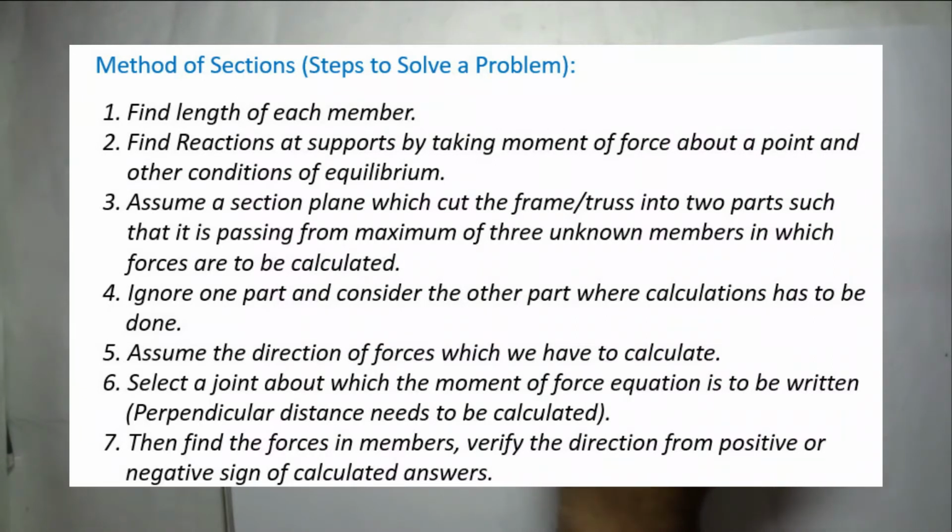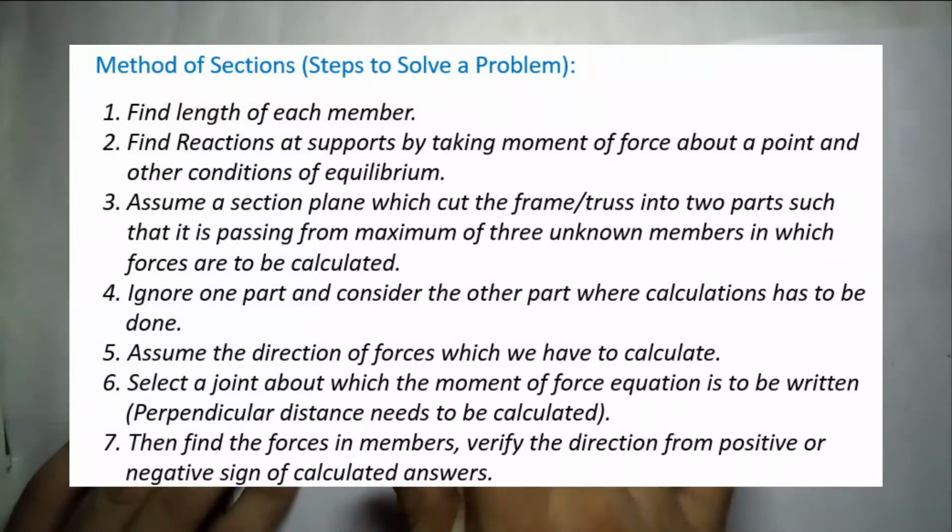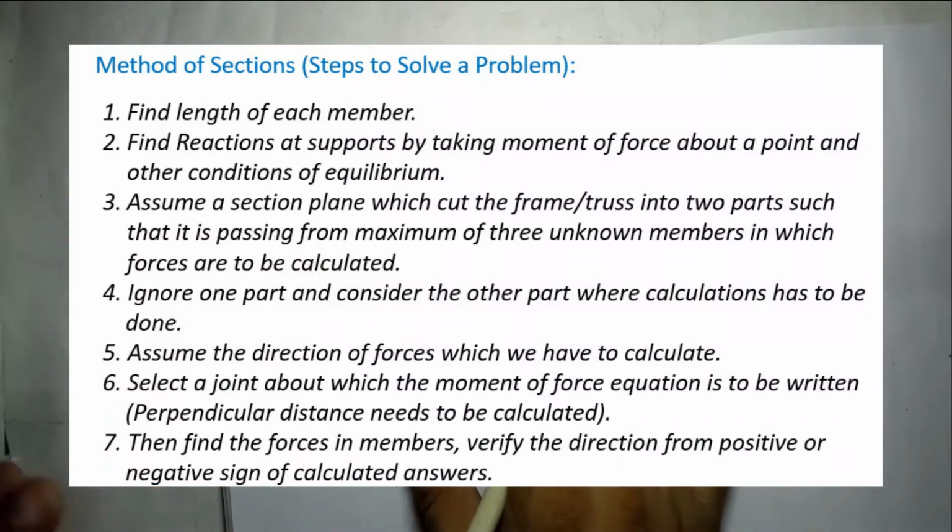Then we assume the direction of forces in the given members, and then we select a joint about which we have to take the moment of force. We have to decide a point. Then we have to find out the perpendicular distances, because in moment of force we need the force into perpendicular distance. If you have practiced selecting the correct point about which to take the moment, and you can find the perpendicular distance, then this question will be very easy.